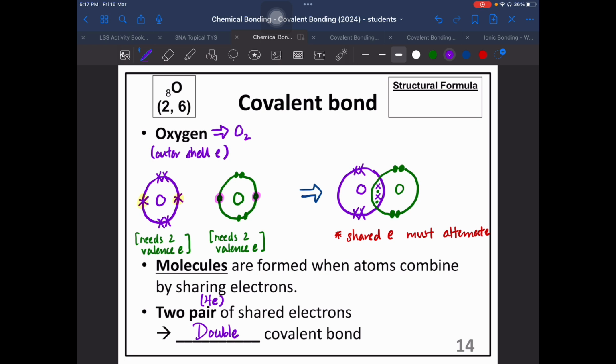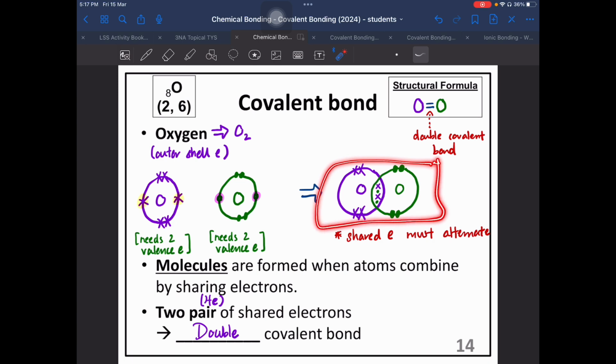How do we draw the structural formula? We'll write the oxygen symbol, the other oxygen symbol as well. But this time around, because there's a double covalent bond, you'll see a double stroke. So what does this double stroke mean? This double stroke means a double covalent bond. So at the end of the day, what we are trying to tell you is that you can draw this, which is called a dot and cross diagram, right? But when the structure becomes so complicated, sometimes you can't draw so many of the rings together. That's why we introduce this thing called structural formula, right?